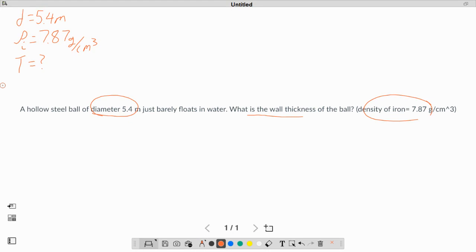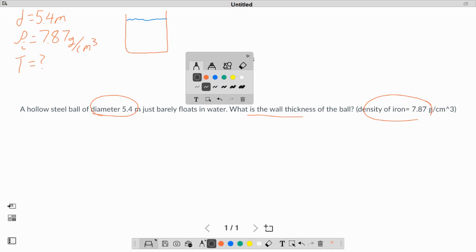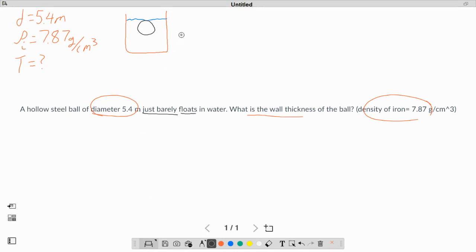So what is going on here? There's a lot more information we have than meets the eye. For example, if we were to draw a picture of this, we've got some water in some sort of container, and we have this ball. Now, what's important is that it says it just barely floats. So that conveys a couple of things. First of all, floats is important. If it floats, we're looking at a free body diagram where the force of gravity would be equal to the buoyant force. So that's important to know because it's floating.